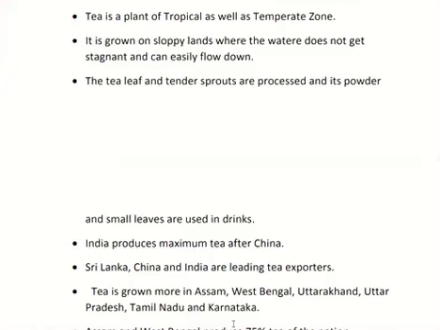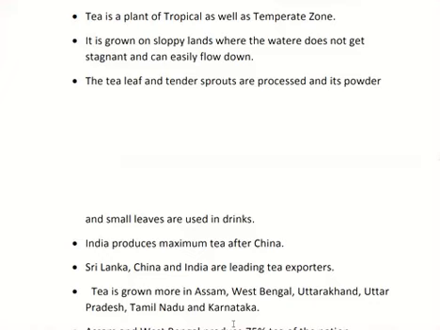First, I will explain tea. Tea is a plant of the tropical as well as temperate zone. This type of environment is required to cultivate tea. It is also grown on sloping lands where the water does not get stagnant and can easily flow down. The tea plantation requires water in a continuous flow, on a sloping area, not stagnant. It should not be stuck over there.